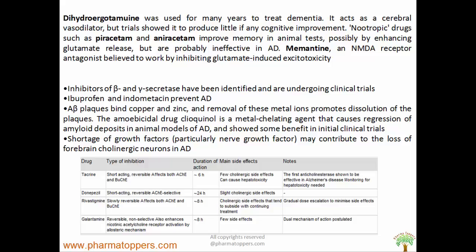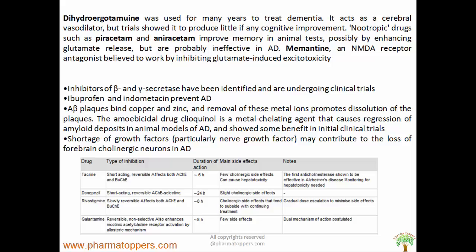Inhibitors of beta and gamma secretase have been identified and are undergoing clinical trials. Epidemiological studies reveal that some NSAIDs, used routinely to treat arthritis, reduce the likelihood of developing Alzheimer disorder as well. Ibuprofen and indomethacin are mainly used. They work by reducing A beta 42 formation by regulating gamma secretase, an effect unrelated to the COX inhibition by which NSAIDs reduce inflammation.